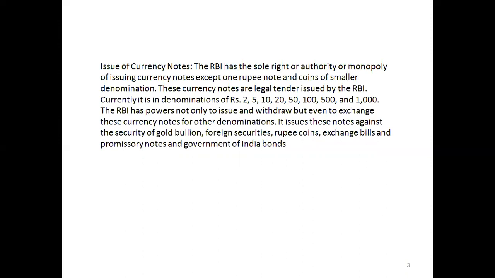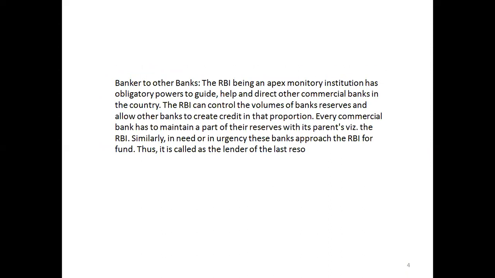The RBI has the sole right or authority of monopoly of issuing currency notes, except the 1 rupee note and coins of smaller denominations. These currency notes are legal tender issued by the RBI. Currently, the denominations are rupees 2, 5, 10, 20, 50, 100, 500 and 1000. The RBI has powers not only to issue and withdraw but even to exchange these currency notes for other denominations. It issues these notes against the security of gold bullion, foreign securities, rupee coins, exchange bills and promissory notes and government of India bonds.